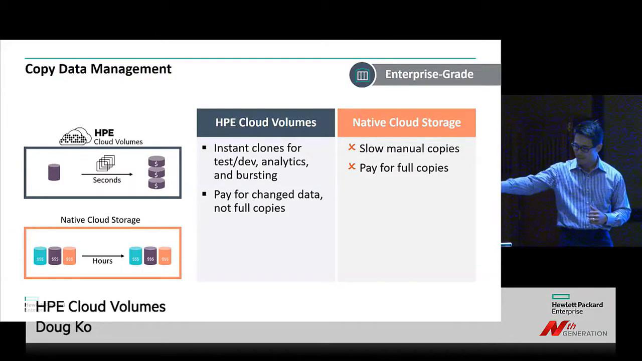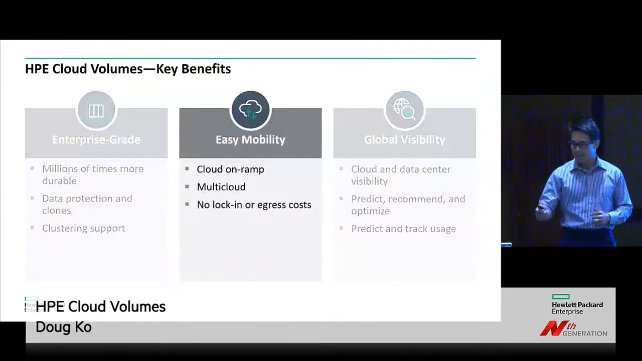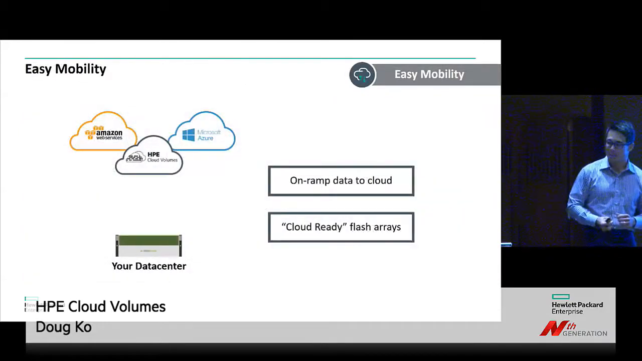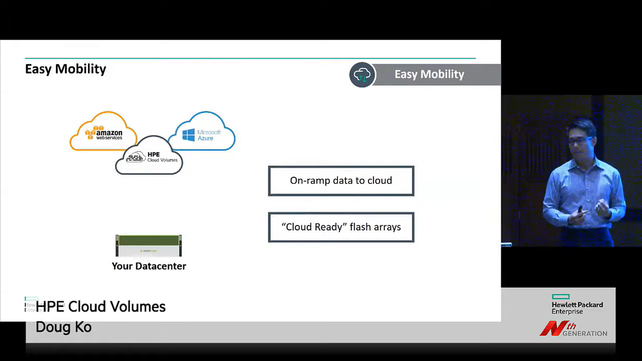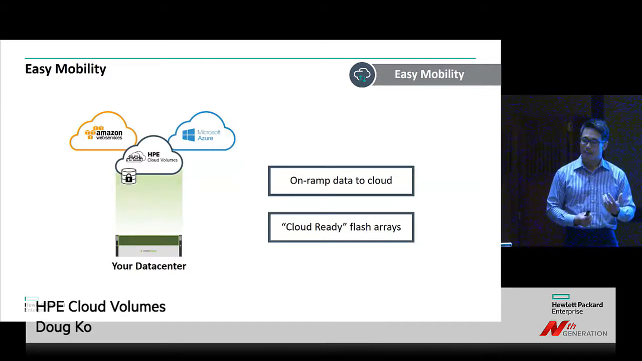Okay, don't go racing. Okay, second point, mobility. So, first thing we wanted to make sure was, again, the hybrid cloud scenario, the easy ability to move data between on-premise to the cloud, right? So how we're doing this is we're enabling our arrays to be cloud ready to talk directly to Nimble Cloud Volumes and replicate data into the cloud.